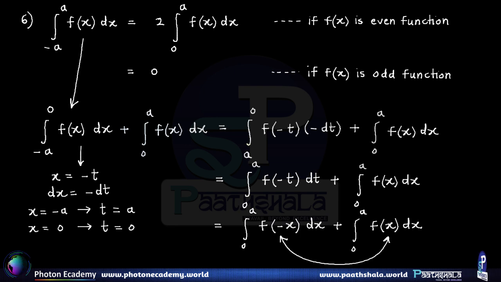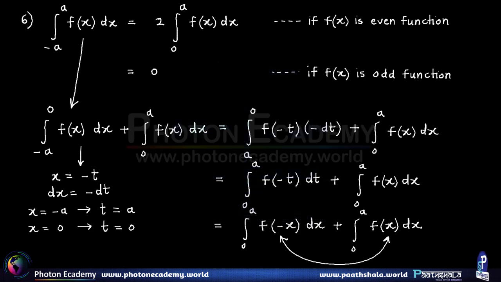The importance of this property is that if we get the definite integral of the form minus a to a, and if we happen to see that f of x is an odd function, then straight away we can write it as 0, so that saves a lot of time. So let us recap all these properties once again.